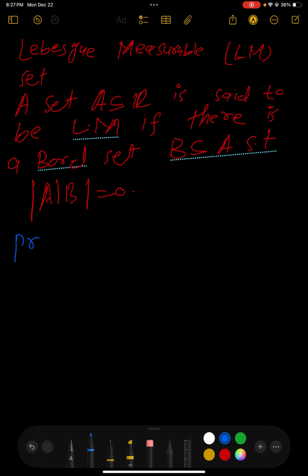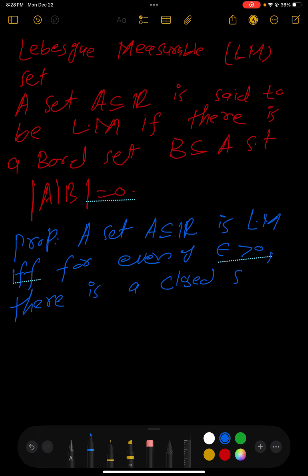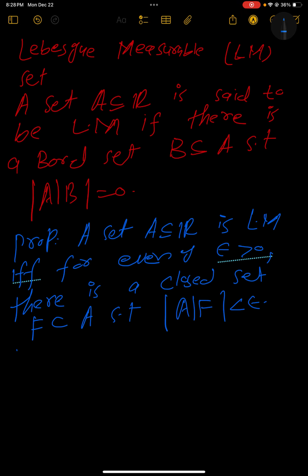So that proposition is: a set A, a subset of R, is Lebesgue measurable if and only if for every epsilon greater than 0 there is a closed set F in A such that the outer measure of A difference F is less than epsilon. So, the proof.